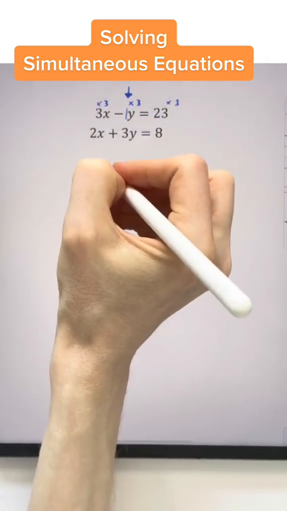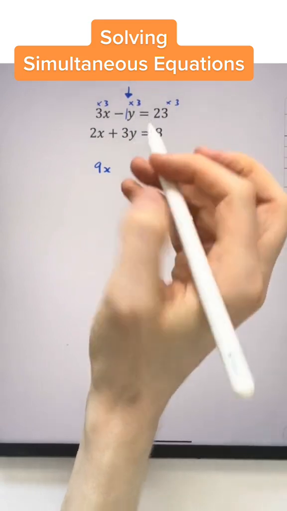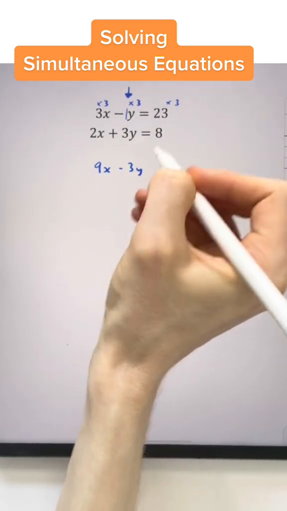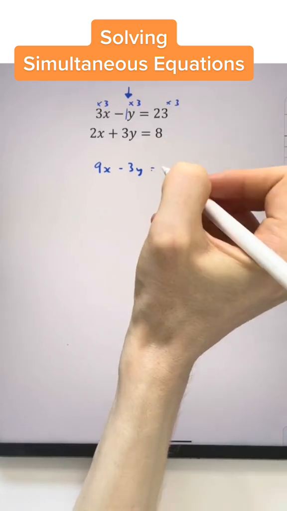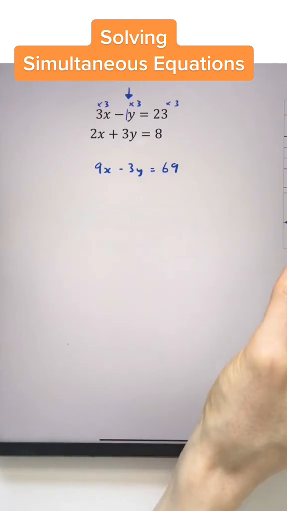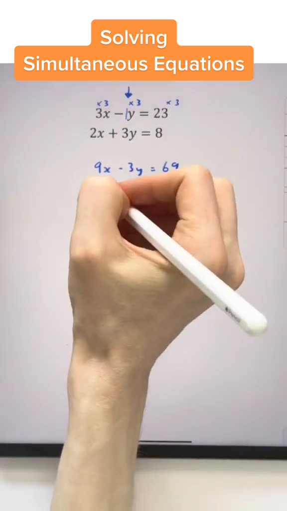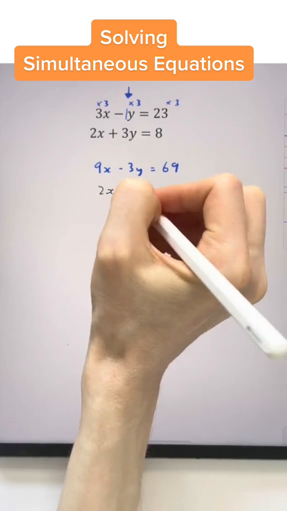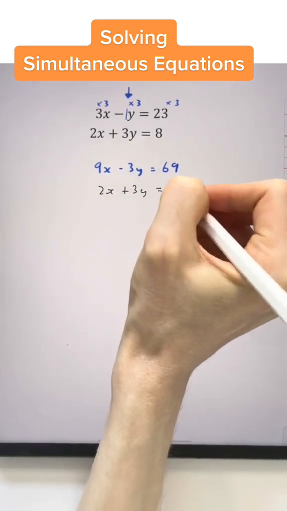3x times 3 will give us 9x. Negative y times 3 will give us negative 3y. And on the right hand side, 23 times 3 will give us 69. For the bottom equation, we already had the 3 in front of the y, so I simply just copy the second equation. So 2x plus 3y equals 8.